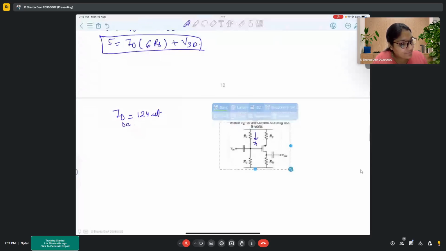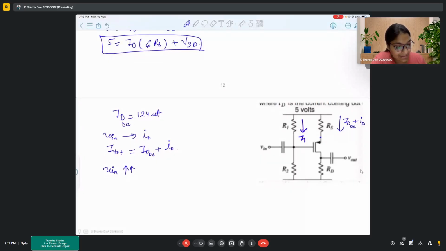Now, as you increase your Vin, your small ID reduces. Like I told you, there was this opposite behavior because of which we get negative gain in the CS amplifier. So when the small signal input increases, this will lead to a reduction in the small signal current ID.